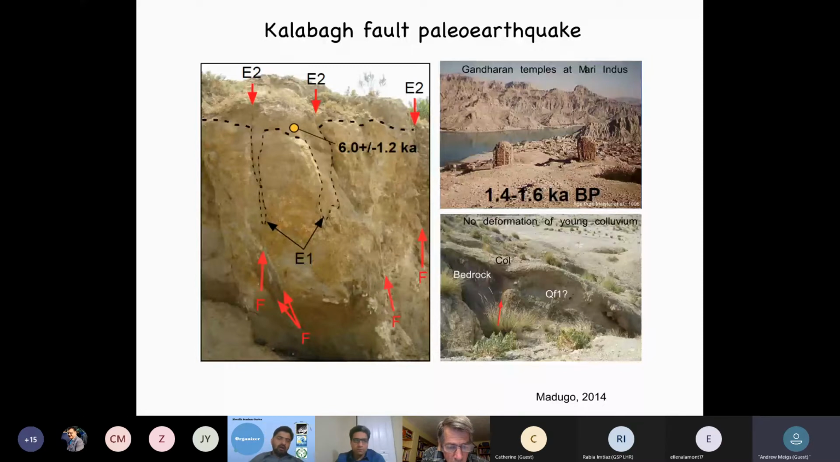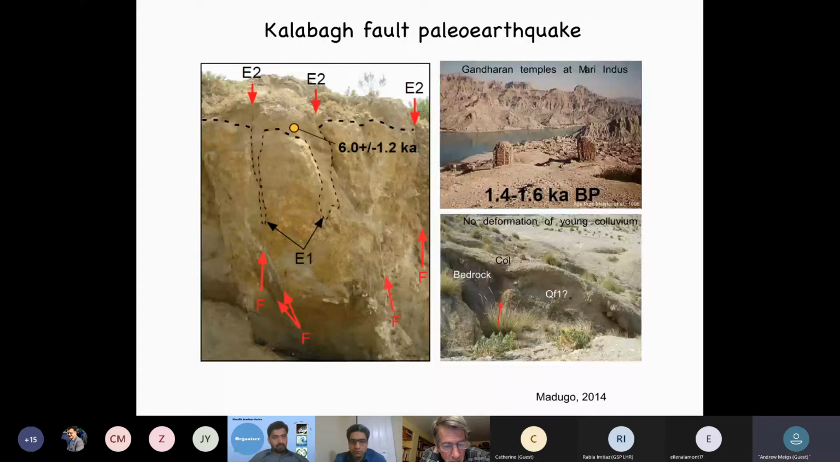The youngest paleo earthquake is probably constrained by the age of this sediment at 6,000 years and by these Hindu temples that are right on the Indus River that are made of brick. They're simply earthen structures, brick structures that are freestanding. And Chris reasons that the fact that they're a very fragile kind of construction and that they're still standing between 1.4 and 1.6 thousand years after being constructed is indicative of no strong seismic shaking since that time. And from these data, he therefore concludes that there is a paleo earthquake recorded on the Kalabog Fault and therefore the salt range thrust sometime between 6,000 and 1.4 thousand years ago.